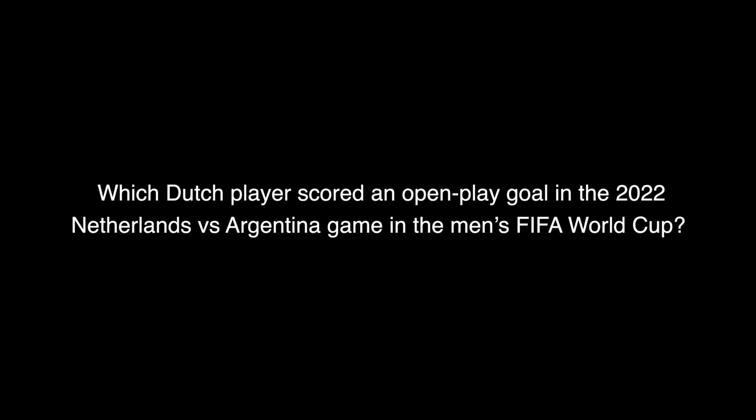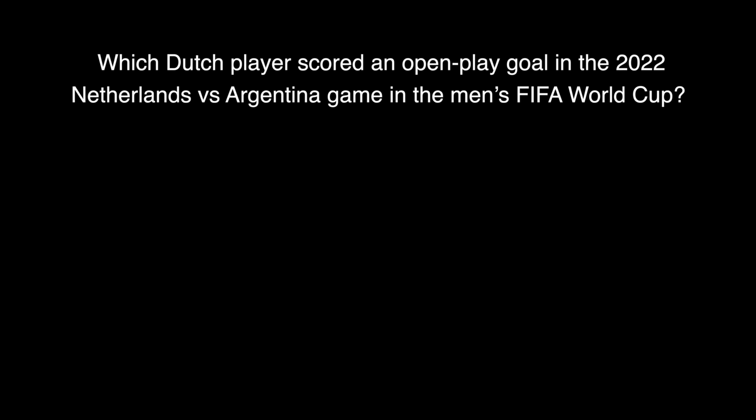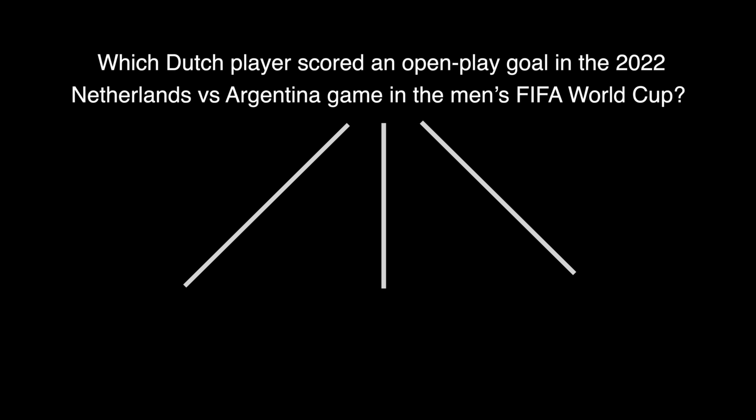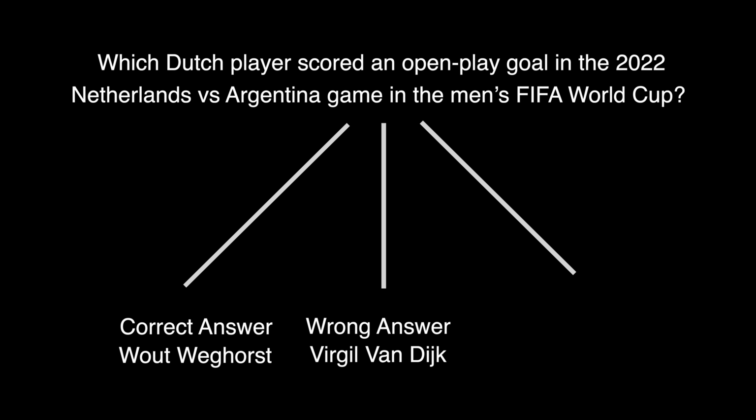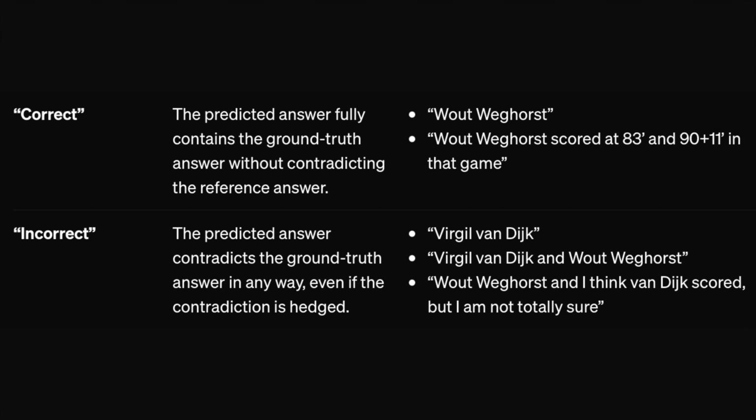For example, have a look at this question. Which Dutch player scored an open play goal in the 2022 Netherlands vs Argentina game in the Men's FIFA World Cup? So there are three possible ways you can answer this question. You give the correct answer, which is Wout Weghorst, or you give a wrong answer, let's say Virgil van Dijk or someone else. There is another option, that is you just ignore the question, maybe saying I don't know the answer to that question. So this is how SimpleQA works. For the purpose of this video, we will be only looking at correct and incorrect answers.